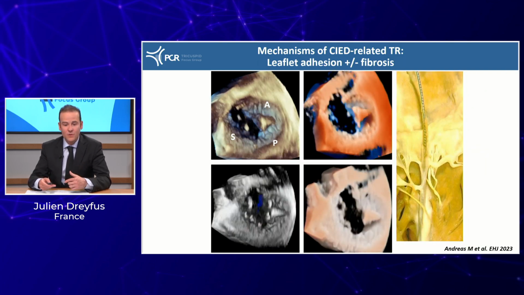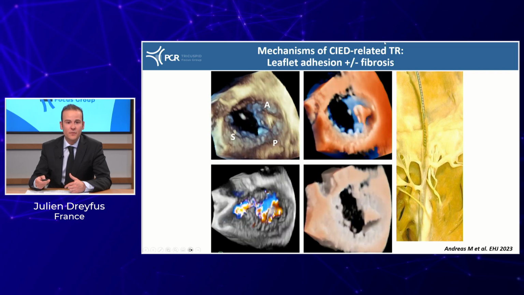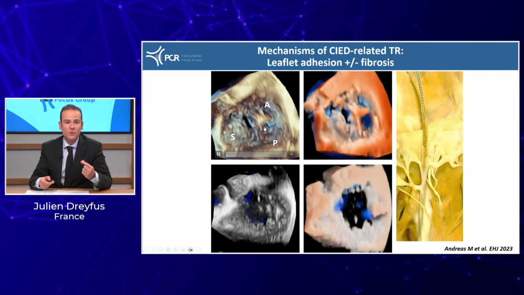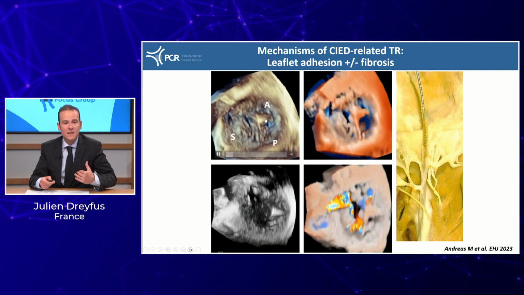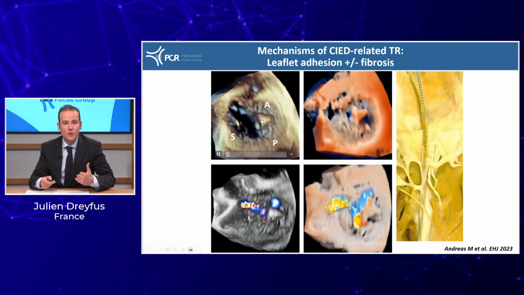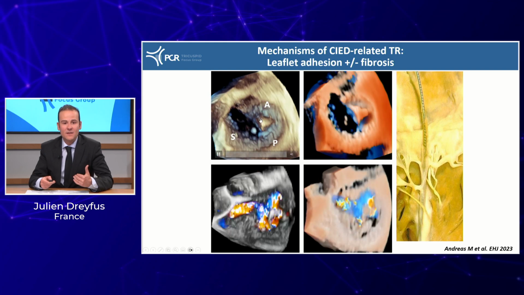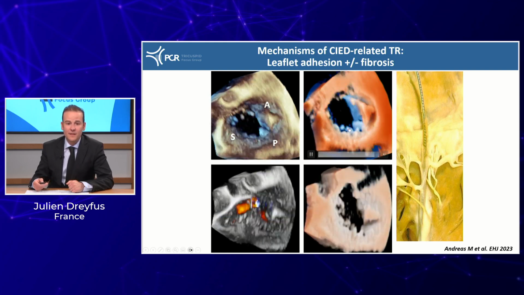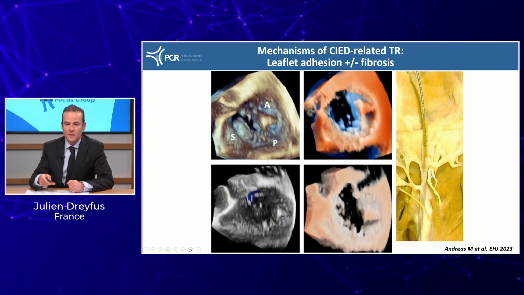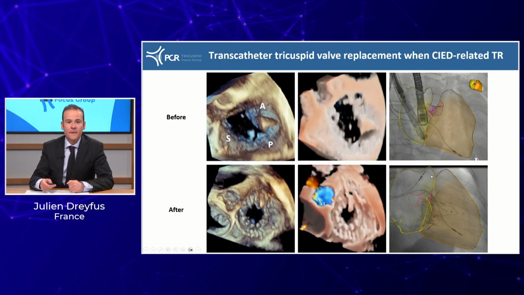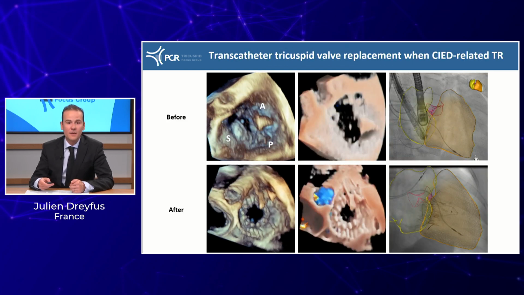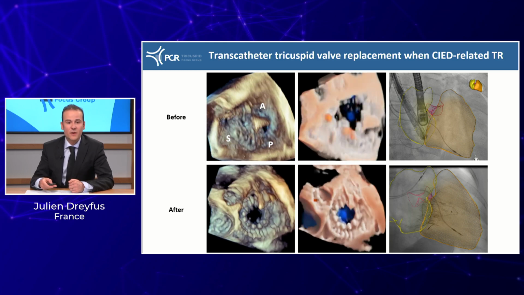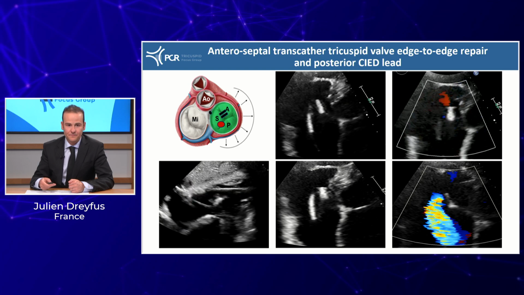Another frequent situation is the adhesion of the lead with the leaflet. For instance, here, the adhesion between the lead and the anterior leaflet, meaning that there is a common motion in systole and diastole for both the lead and the leaflet, and that is also nicely shown with the histopathology. And for those patients, and we are going to discuss this further, you may consider transcatheter tricuspid valve replacement.